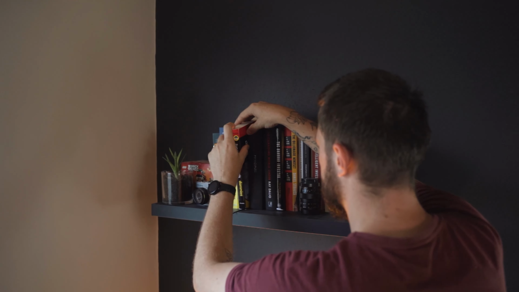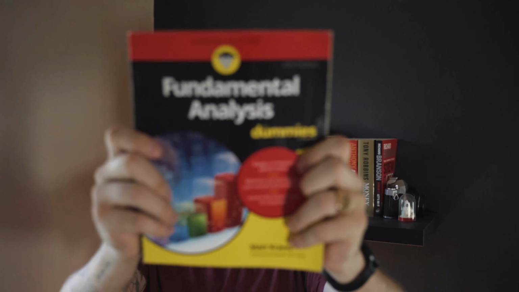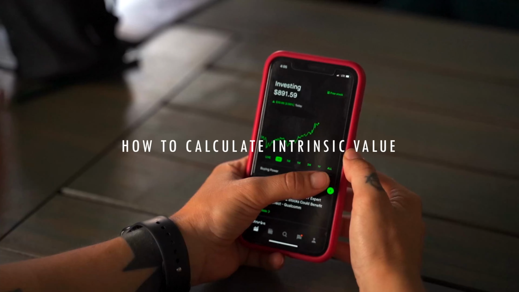Valuing a company is one of the most difficult tasks when it comes to investing. If this is something that you've been struggling with, stick around because in this video I'll be covering one of the tools that I use to calculate the intrinsic value of a stock.